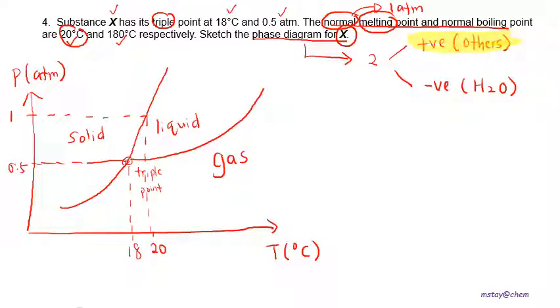So this curve shows the separation between solid and liquid. When the solid changes to liquid, it is a melting process. Continue with the boiling process, which refers to liquid to gas. So we continue to intersect the line over here. When we touch the boiling curve, we move down, and then we are going to label here 180 degrees Celsius. So this is the phase diagram that we sketch according to the information given in the question.